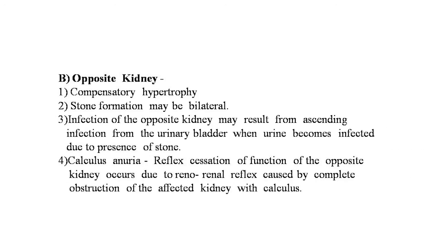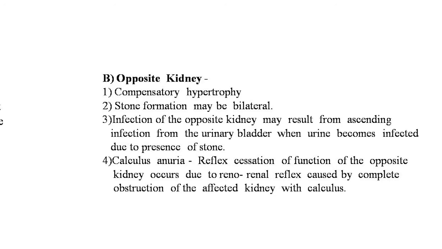Now the effects of stones on the opposite kidney. First is compensatory hypertrophy, which may occur when the affected kidney has lost function due to complete obstruction with a stone. Second, stone formation may be bilateral. Third, infection of the opposite kidney may result from ascending infection from the urinary bladder when urine becomes infected due to the presence of stone. And fourth is calculus anuria. Reflex cessation of the function of the opposite kidney occurs due to the renal reflex caused by the complete obstruction of the affected kidney with calculus.